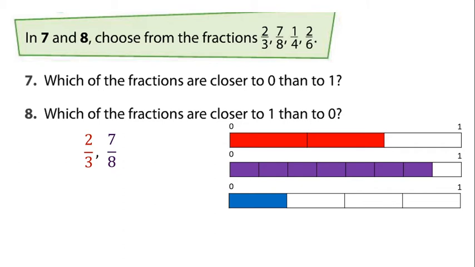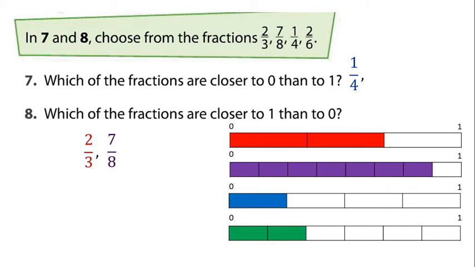Is 1 over 4 closer to 0 or closer to 1? Yes, it's closer to 0. Is 2 over 6 closer to 0 or closer to 1? Very good, it's closer to 0.